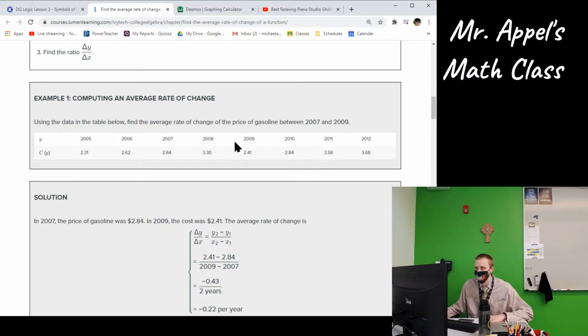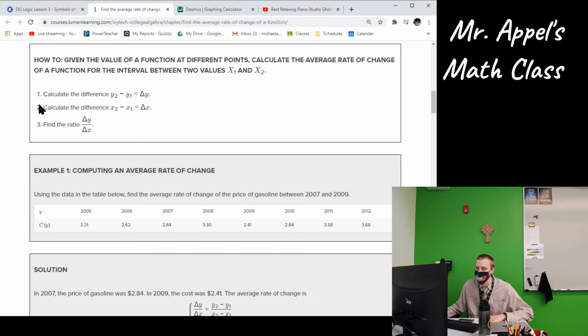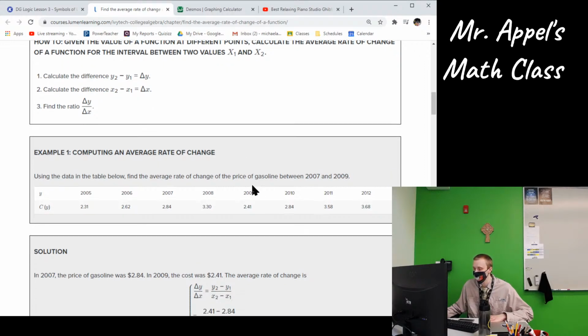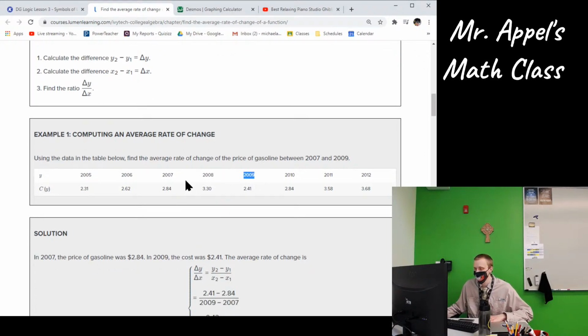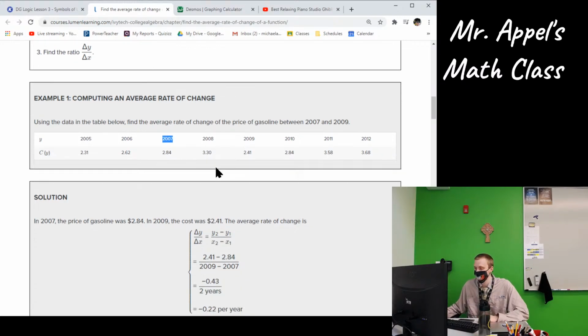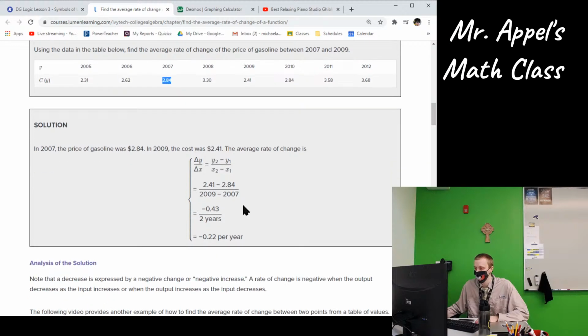So I would reverse these. I would say step 2 is easier than step 1. 2009 minus 2007. That's 2 years. So our denominator is going to be 2. And then I need to do 2.41 minus 2.84, because I did second minus the first. Make sure you put them in the same order here. Here it is spelled out for you. Our formula.